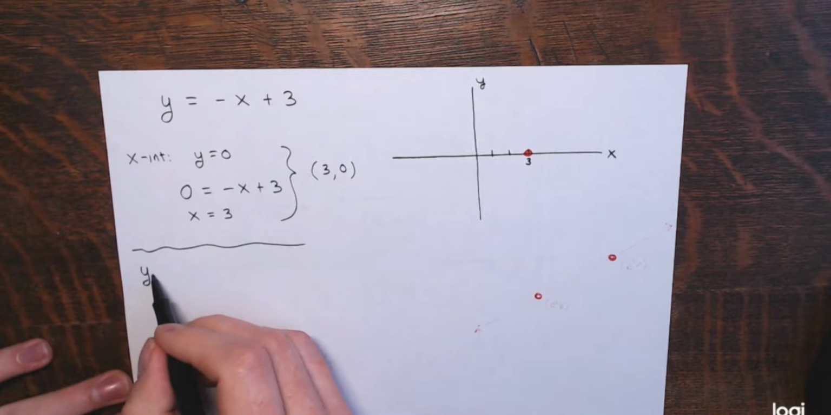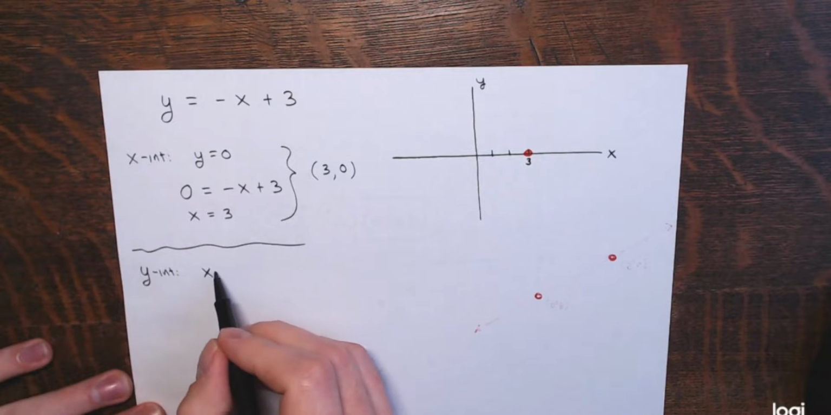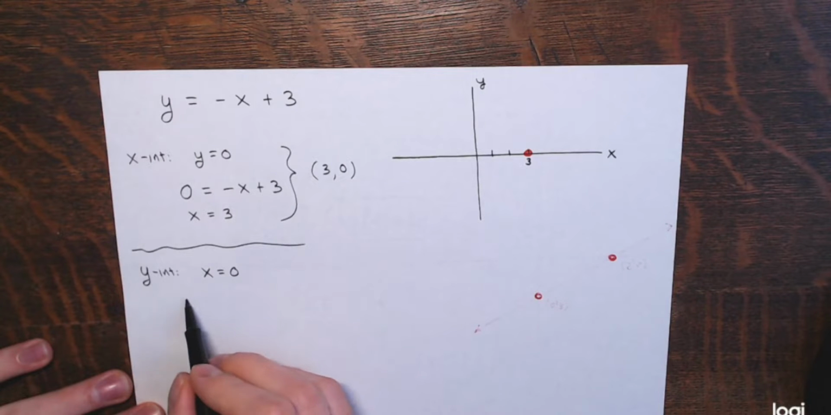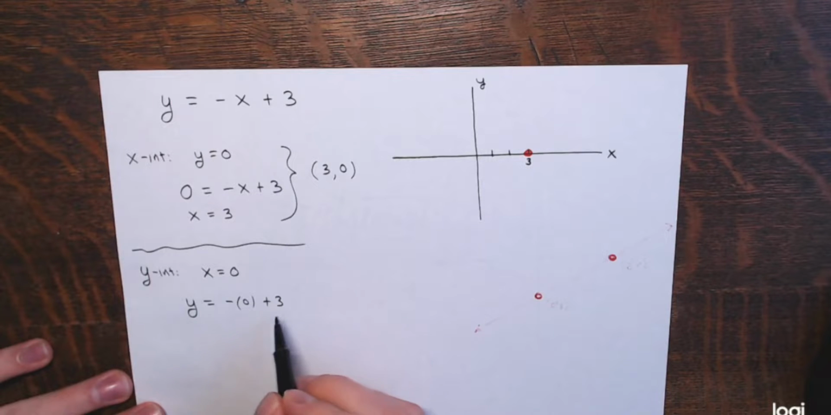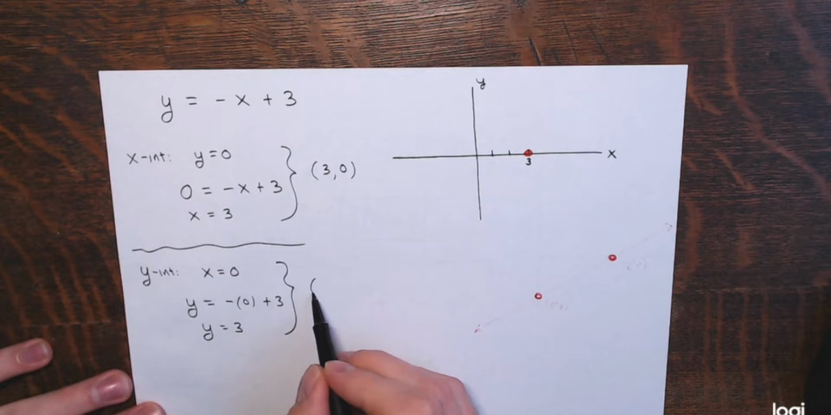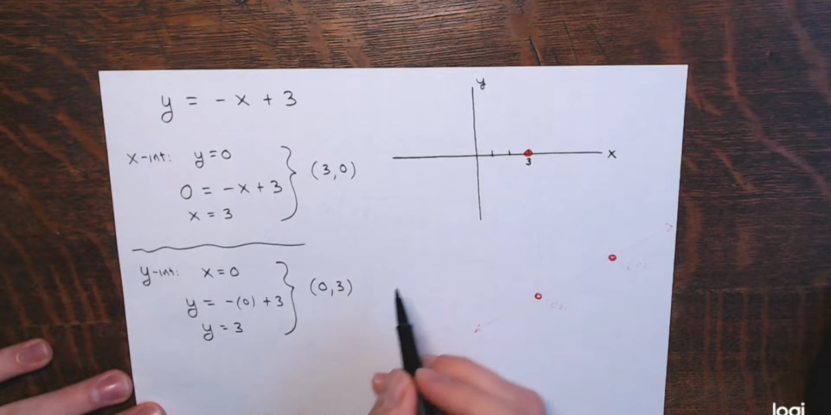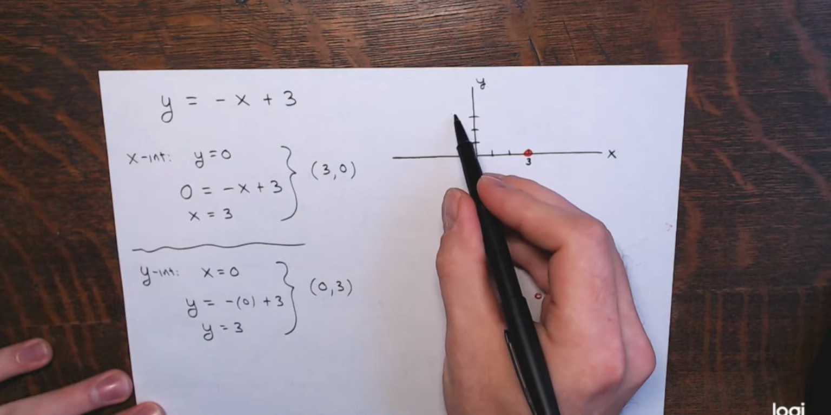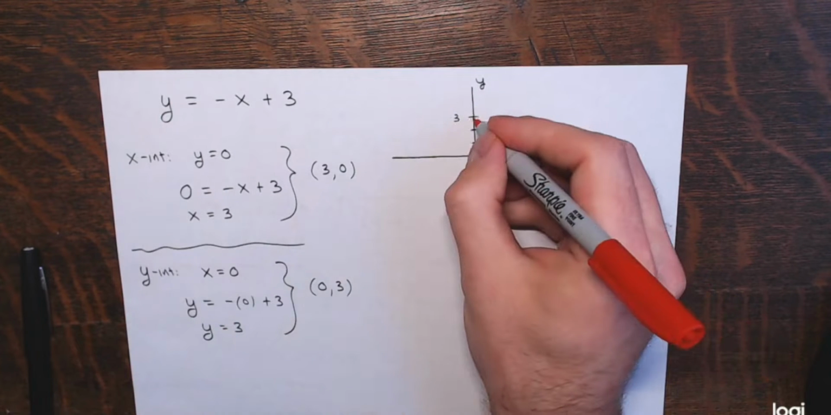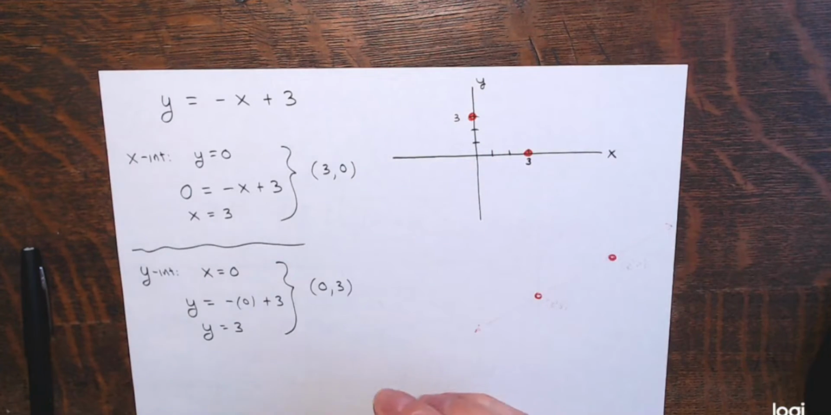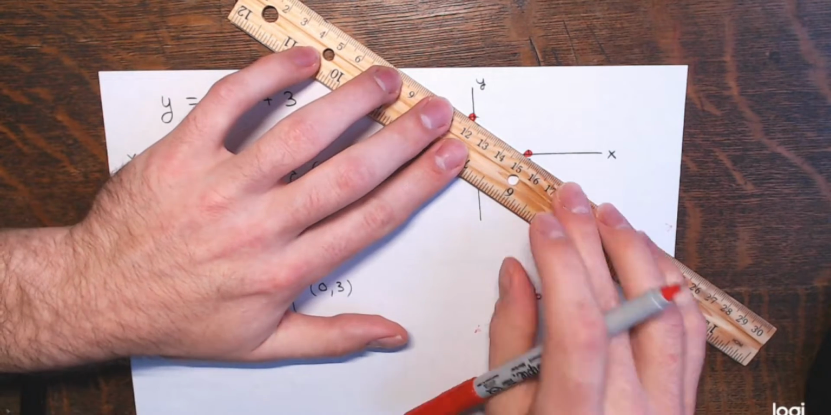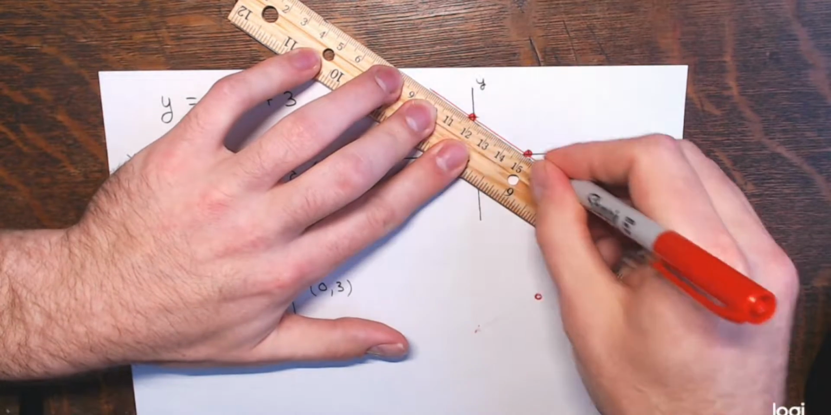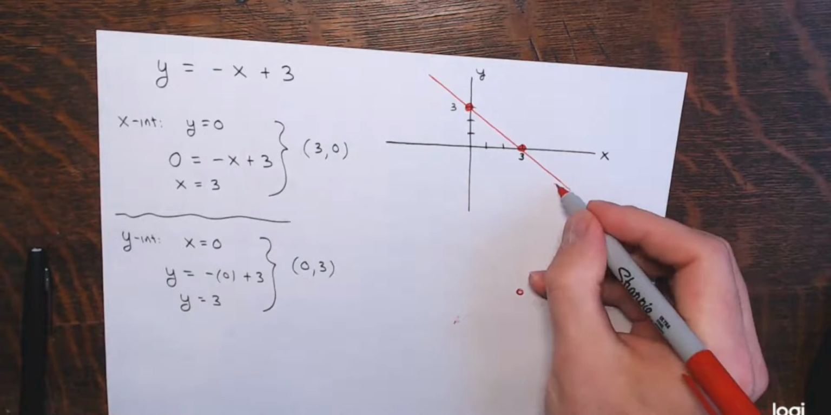And then the y-intercept, I'm putting in 0 for the x-coordinate. So y equals the opposite of 0, which is still 0, plus 3. y equals 3 also. Alright, so the y-intercept is 0, 3. 0 for x, positive 3 for y, and here we have the y-intercept, and then I draw the rest of the line through these 2 points. There we go, there's the graph of the rest of the line, the rest of the solutions.